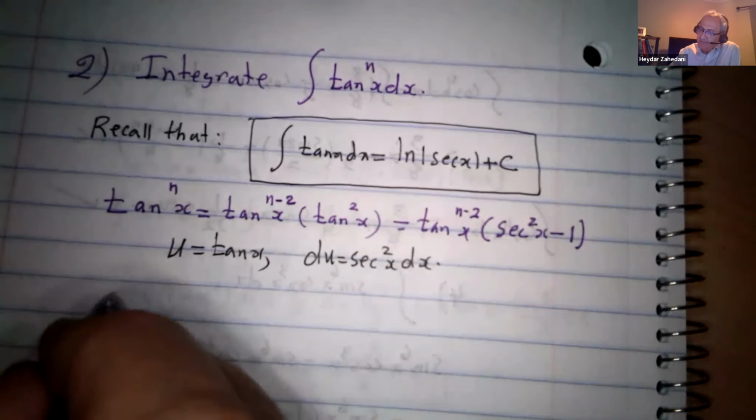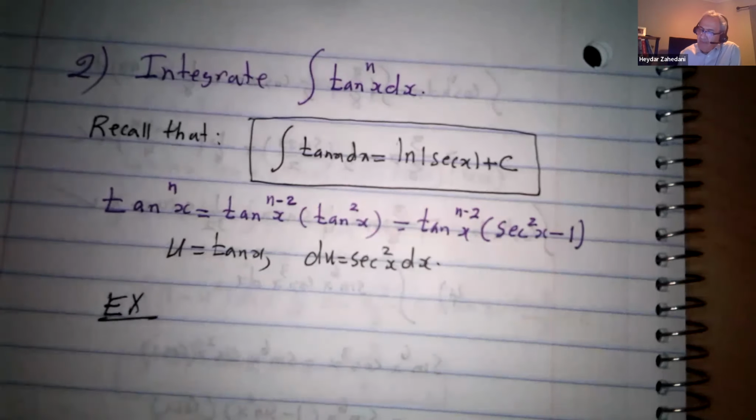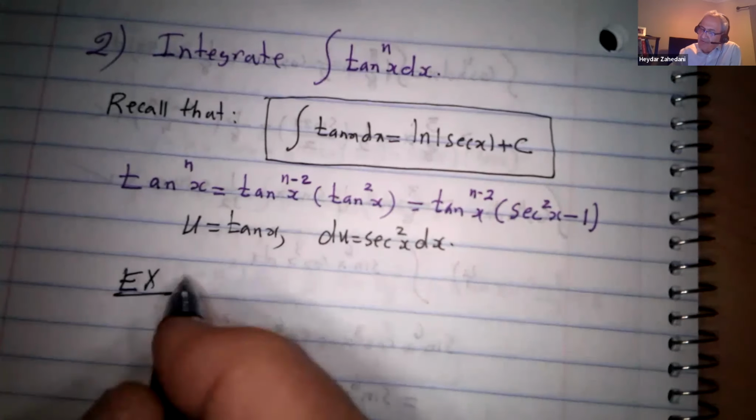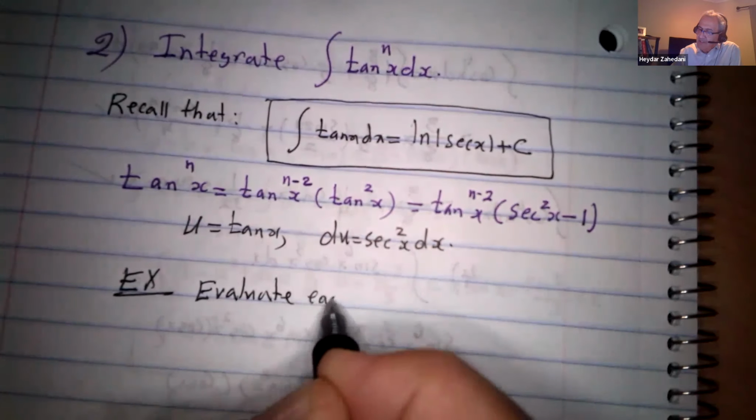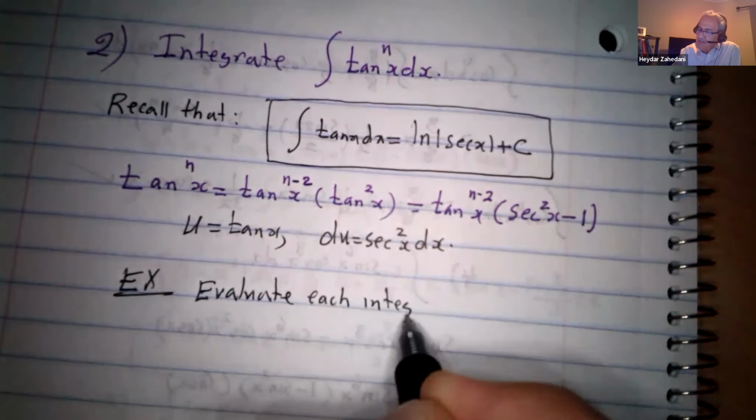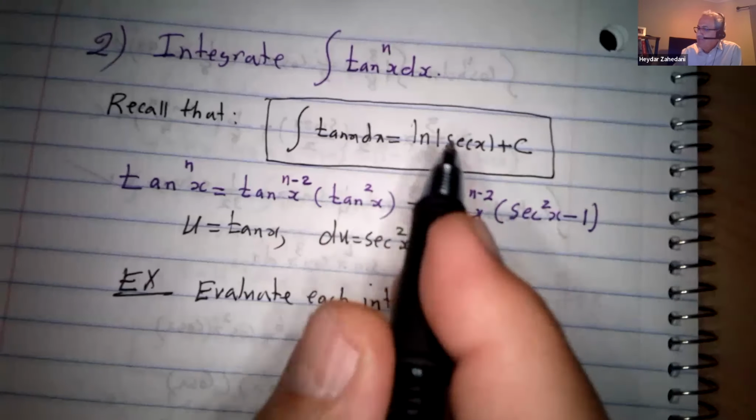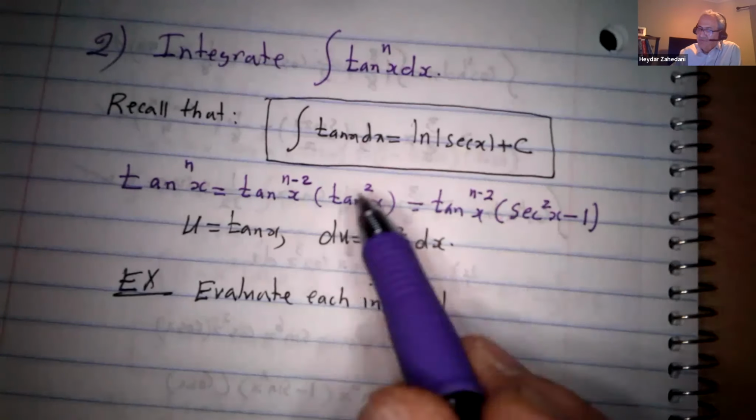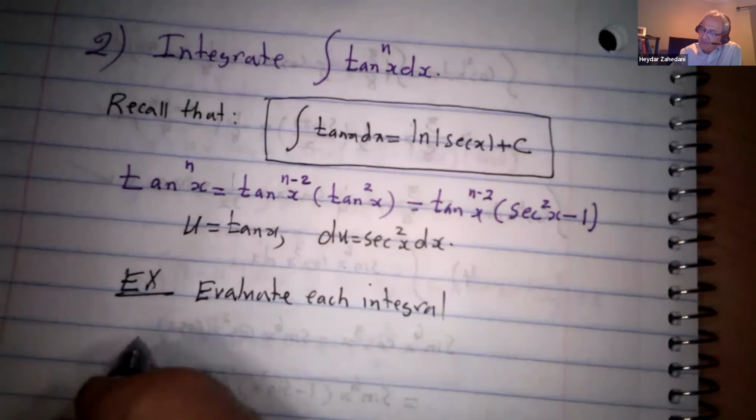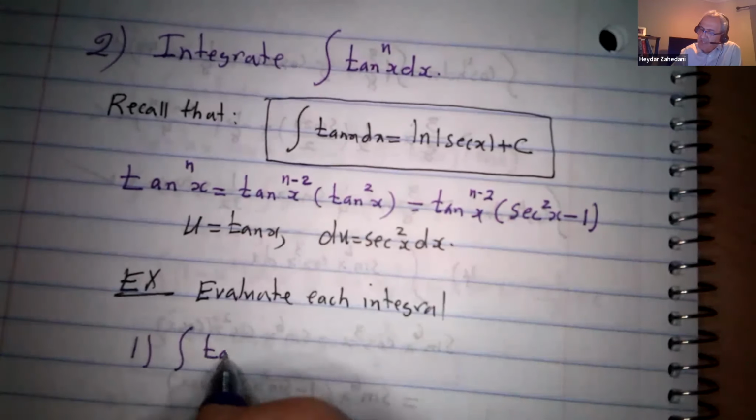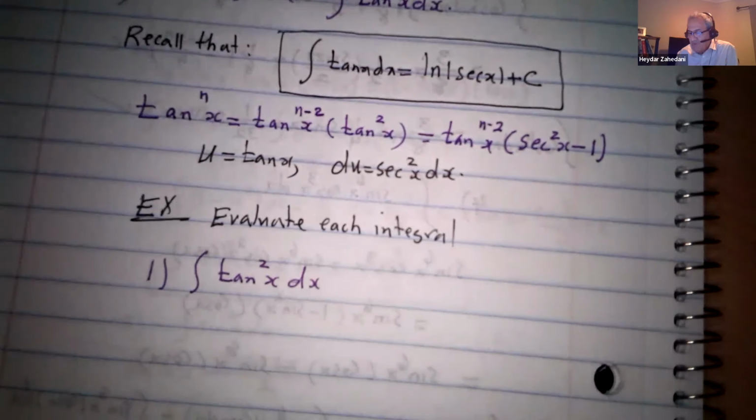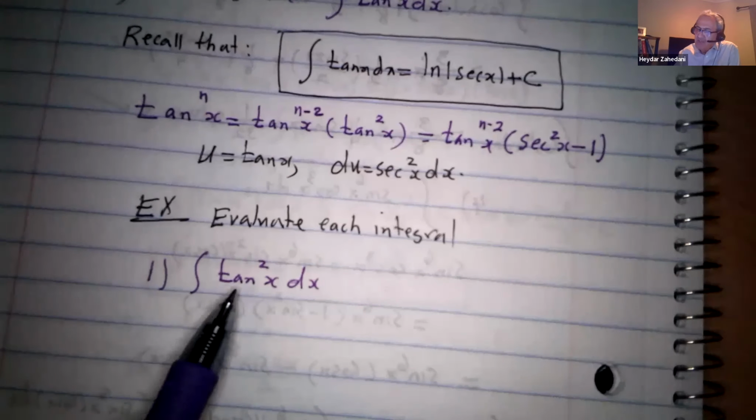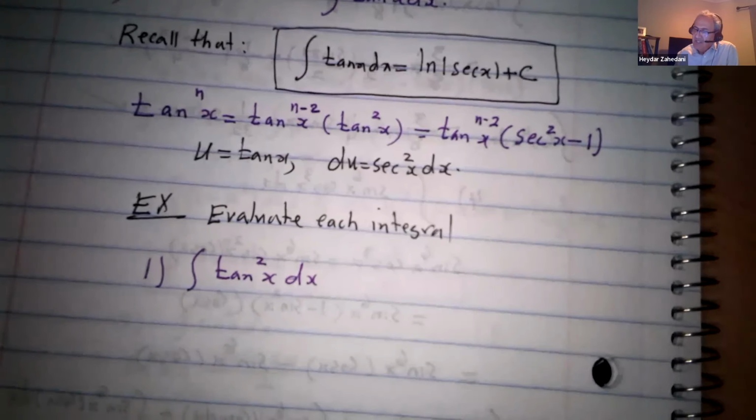So, example. We want to evaluate each integral. You need the first power and the second power. I've already given you the first power, so I give you the second power too. So let's write this one first, tangent square. Okay, you need secant square. This is already tangent square, and tangent square is secant square minus 1. So you are going to rewrite it.